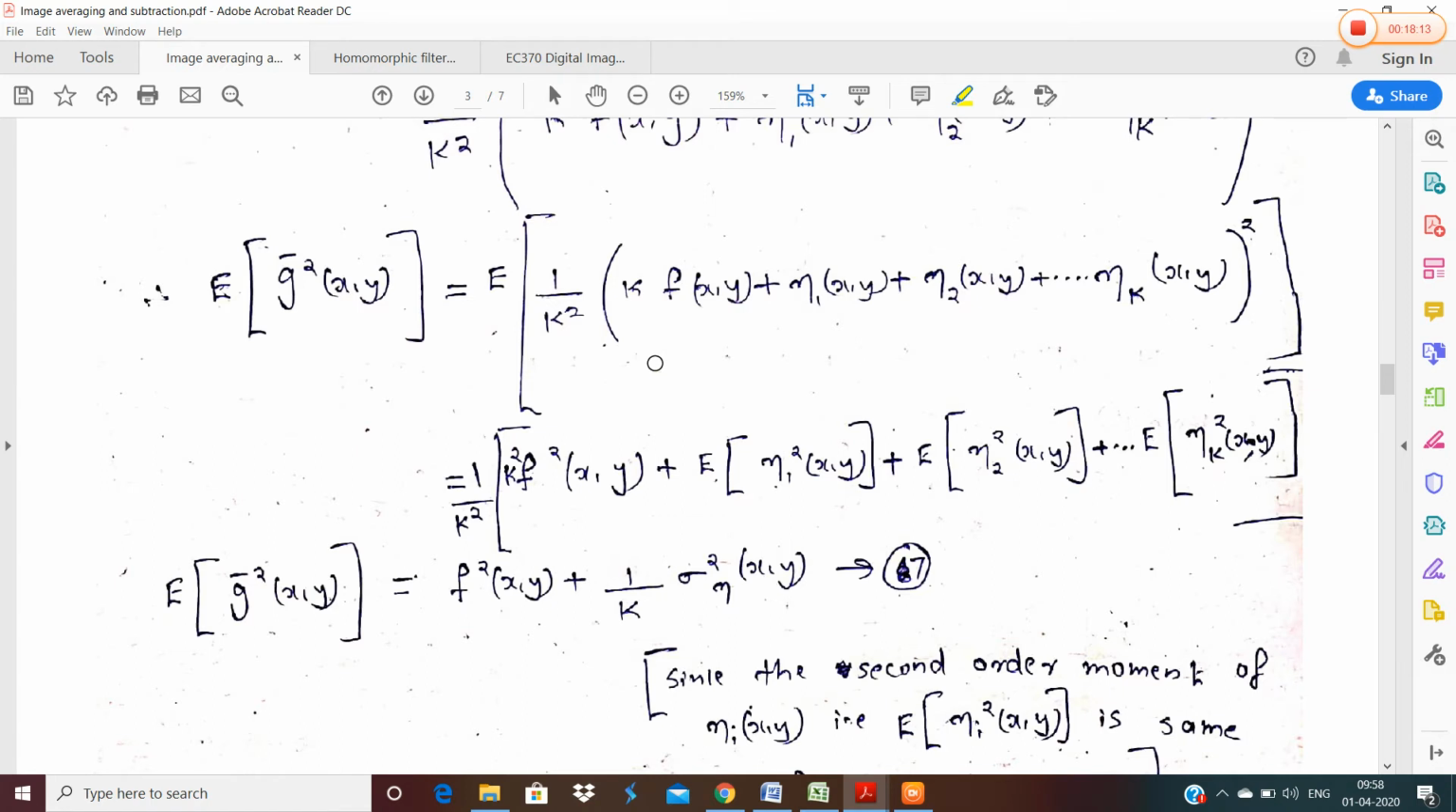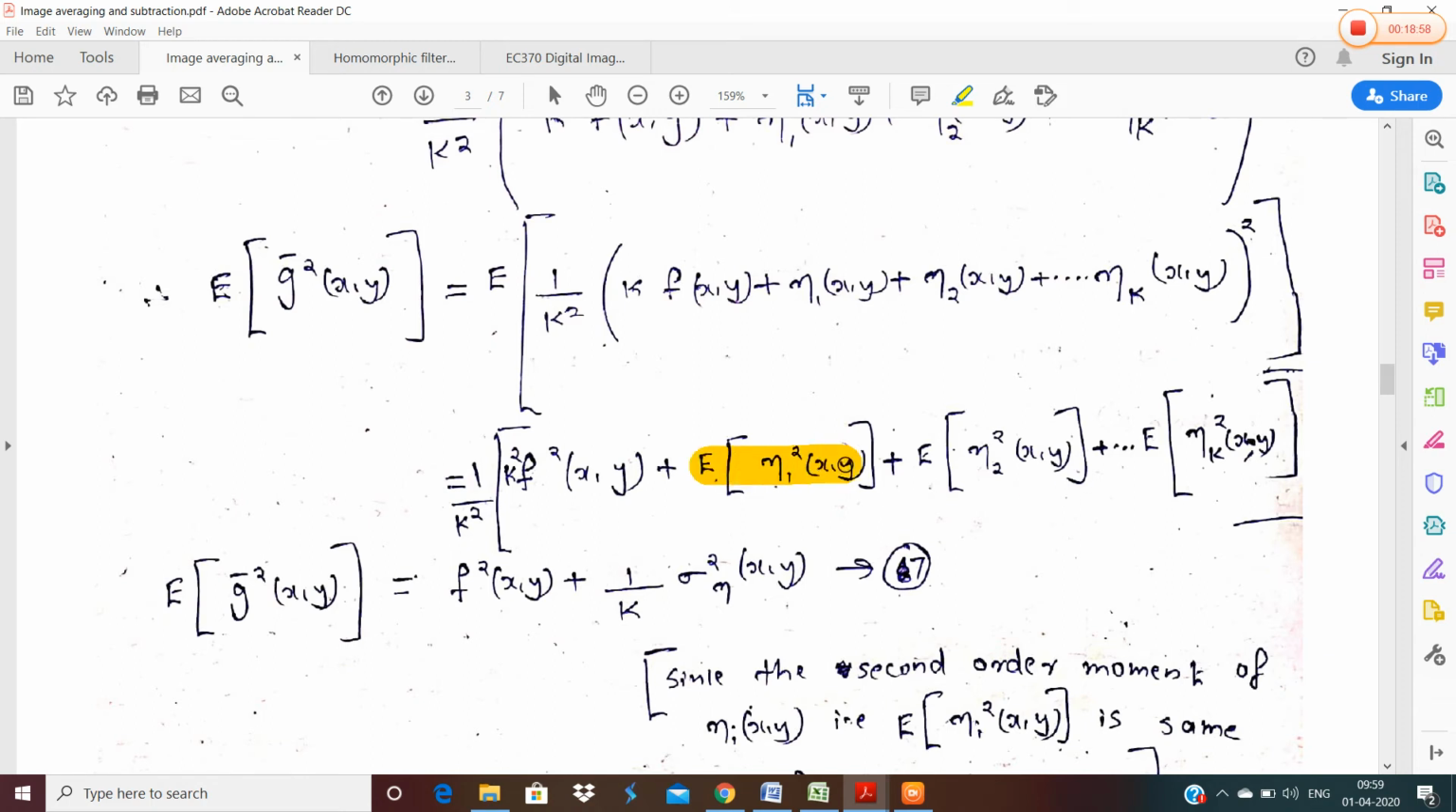So when you find the expected value of f square, you have f square itself, so k square into f square here. Then the expected value of the square of this, the expected value of the square of this, and finally the square of this. Just like the expected value of this into this, there will be more terms. Since your noise is uncorrelated, all such terms will be 0. Like the expected value of f into eta 1 will be 0. The expected value of eta 1 into eta 2 will be 0. Only these terms will remain.